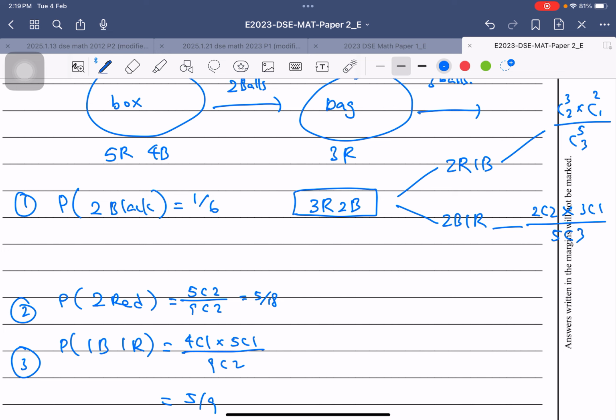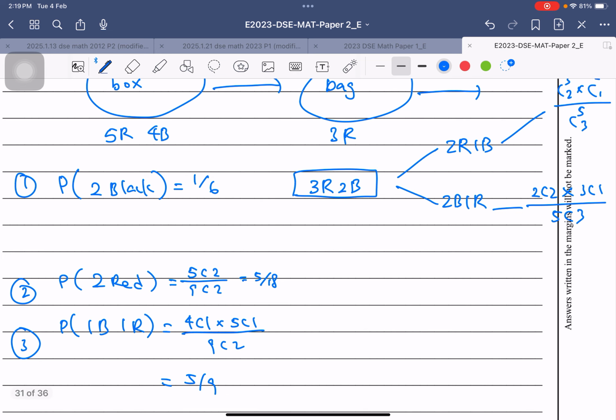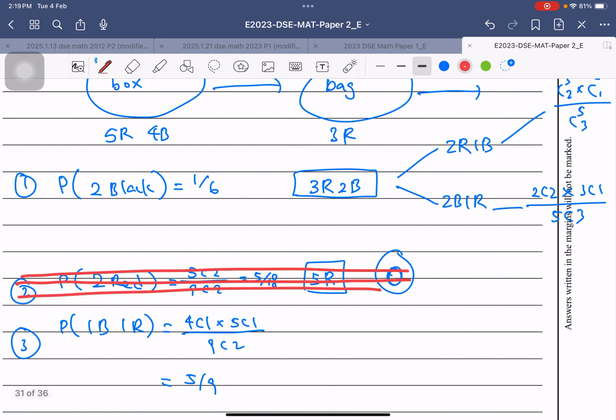Given that we have two red, it's happened already, then what are the balls that we have now? 5 red. But out of these 5 red balls, can we have 2 different colors? No. So the probability of 2 different colors is equal to 0, just 0. Do you still need to consider the second case? No. Don't need to consider the second case. Cross it out. Okay?